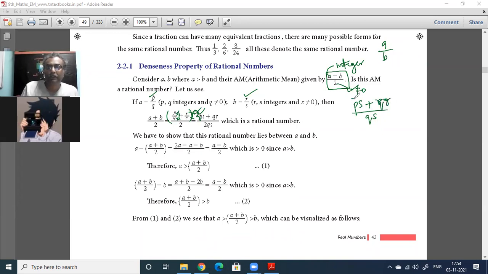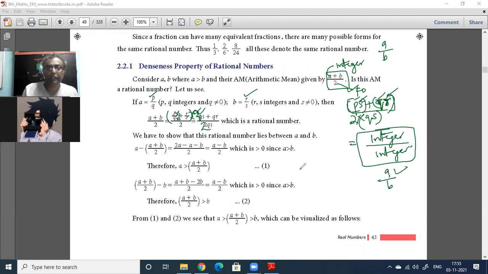Now you see something. P is integer, S is integer, Q is integer, R is integer. So this is also integer, this is also integer. Integer plus integer is equal to integer. So you get the form integer divided by integer. And denominator already has 2. 2 into another integer is also integer. So this is of the form A by B, so that is a rational number. That's what you are trying to prove here. First question answered: is it a rational number? Yes, it is a rational number.